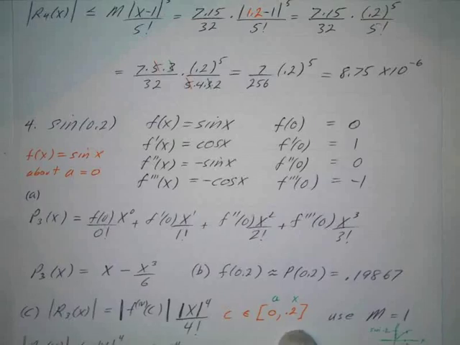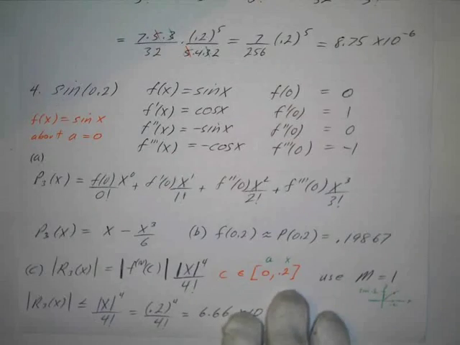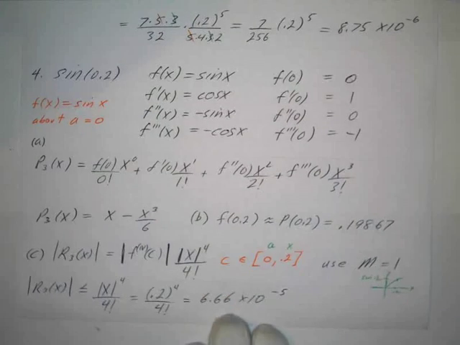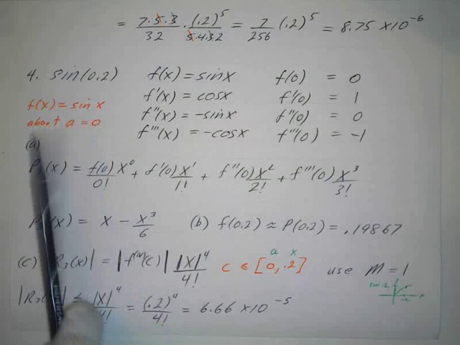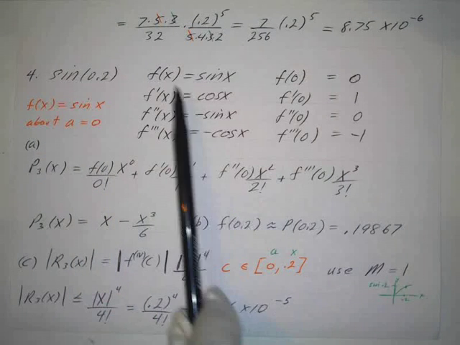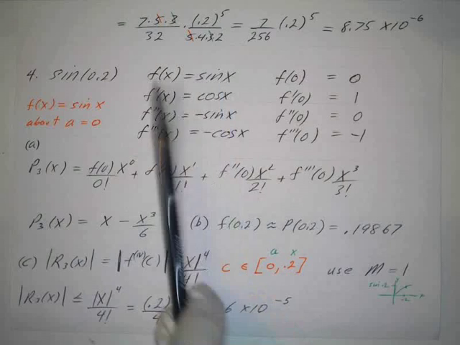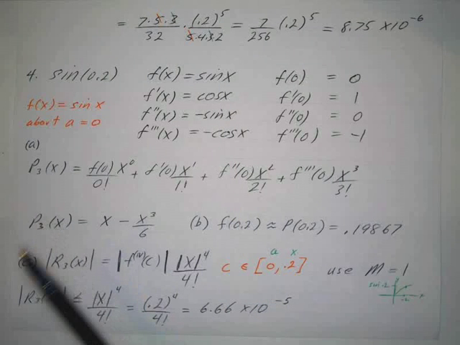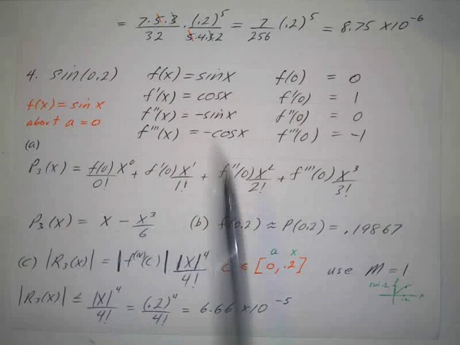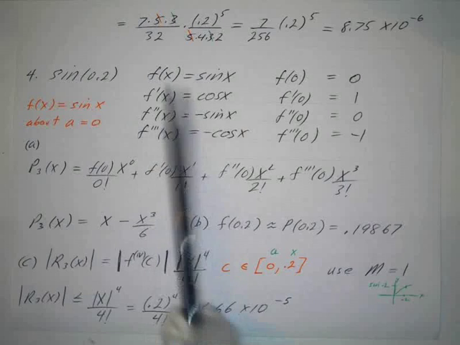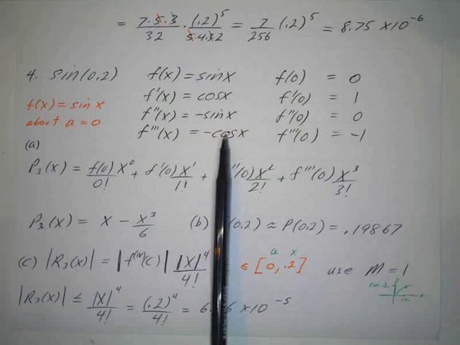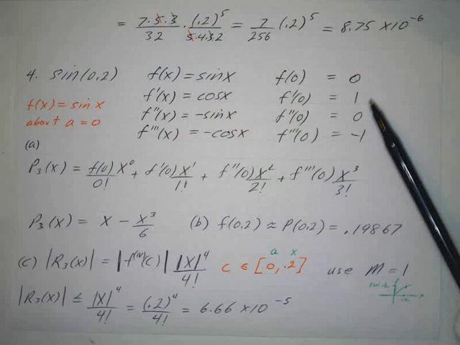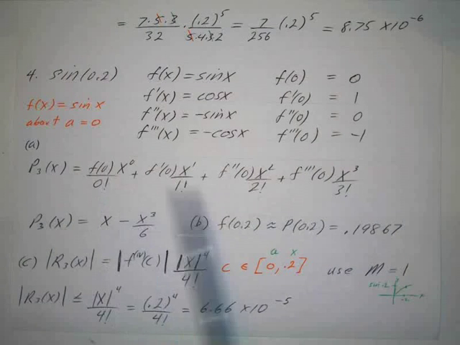And 4 was just the sine of 0.2. So 0.2 is pretty close to 0, so I could use sine of x about 0. So I let f of x be equal sine of x about a equals 0. And then we've done these before, so you can take your derivative, or you can just use your Maclaurin series. You should know it by memory. Anyway, but I just worked it out. f of x, f prime, f double prime, f triple prime, and I put 0 in. I got 0, 1, 0, negative 1.